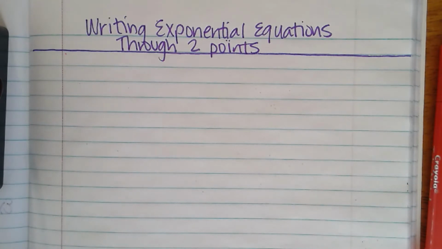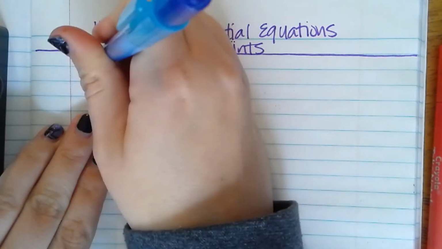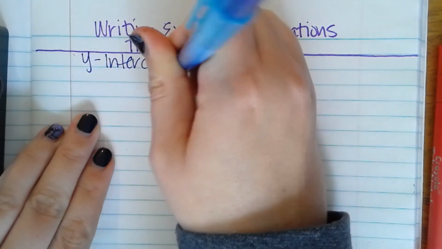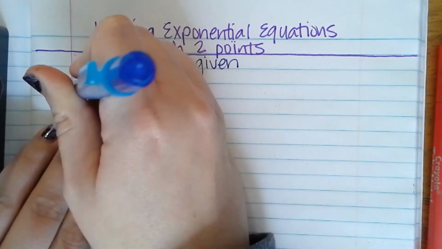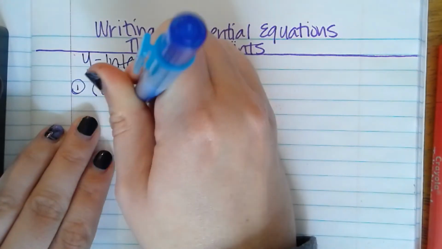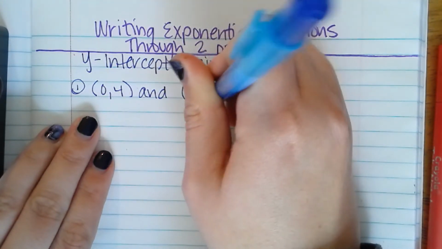Okay, we are going to talk today about writing exponential equations through 2 points. So we're going to do two different examples. The first one is going to be a specific example when we have the y-intercept. So we're going to start here on top by saying the y-intercept is given. And then our example is going to be the points (0, 4) and (3, 500).